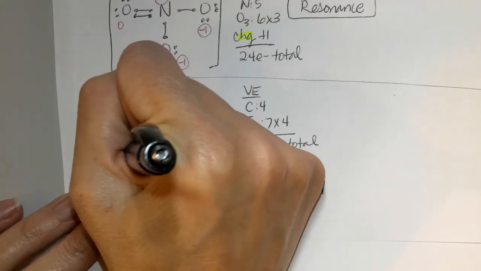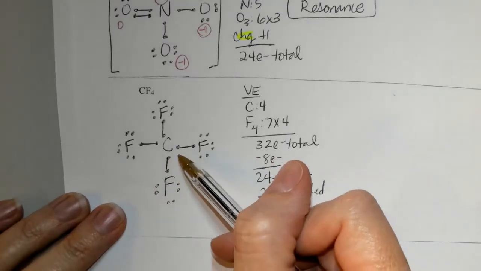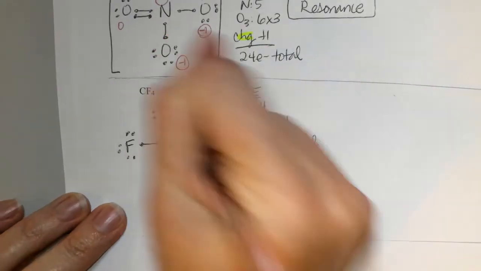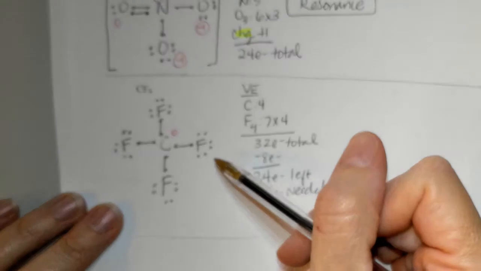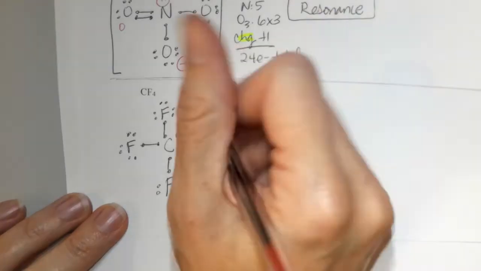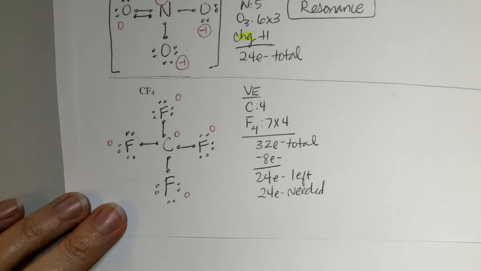All right, and then if I look at my formal charges, carbon comes in with 4, and we've assigned it 1, 2, 3, 4. So formal charge on carbon is 0. Each of the fluorines brings in 7, and we've assigned it 2, 4, 6, and 7. So 7 minus 7, these each have formal charges of 0. So we have the correct structure.